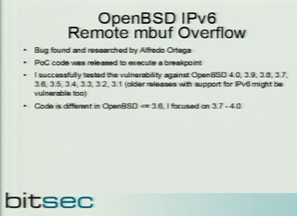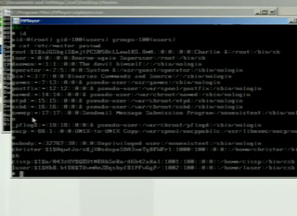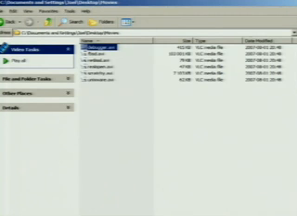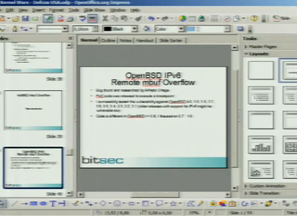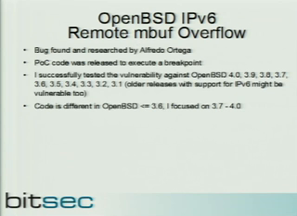Hello. I'm going to talk about my payload for the OpenBSD IPv6 vulnerability. This bug was found and researched by Alfredo Ortega at Core, so he's the guy that should have credit for finding this bug. He released a proof of concept code that only executed a breakpoint, but no actual exploit was ever released.